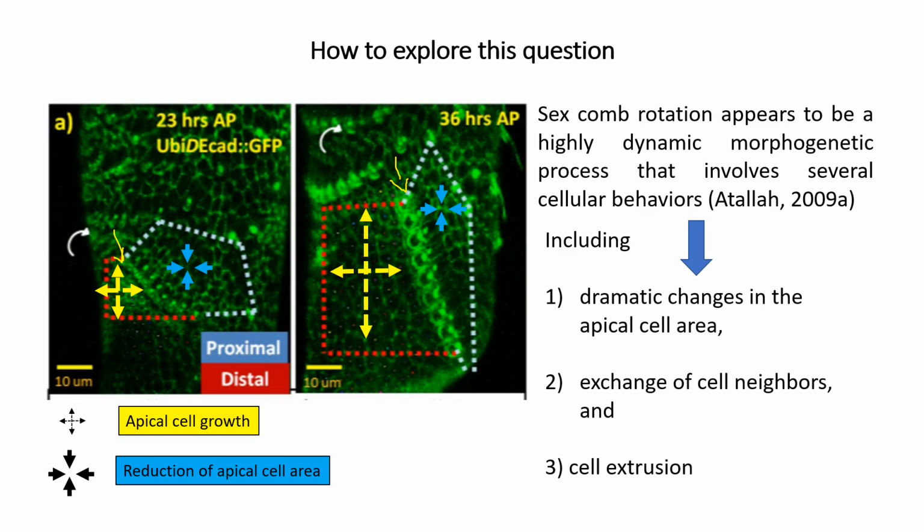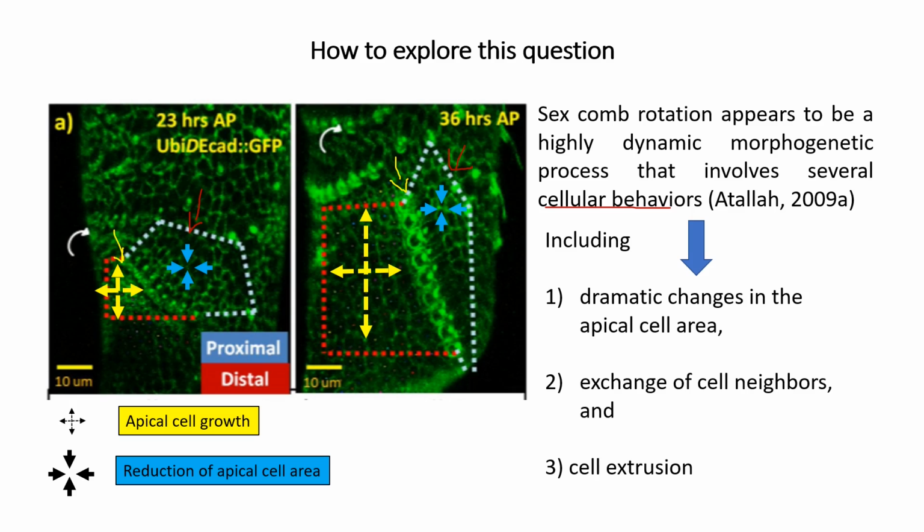And as you see, it changes during rotation. During rotation, as you can see in the two pictures, there are multiple changes, multiple cell rearrangements. I'm going to focus on three main cell behaviors that are dramatic changes in apical cell area. So these cells are very small, and then they start increasing in apical area, while above the comb in this region, the cells were bigger and they start becoming smaller.